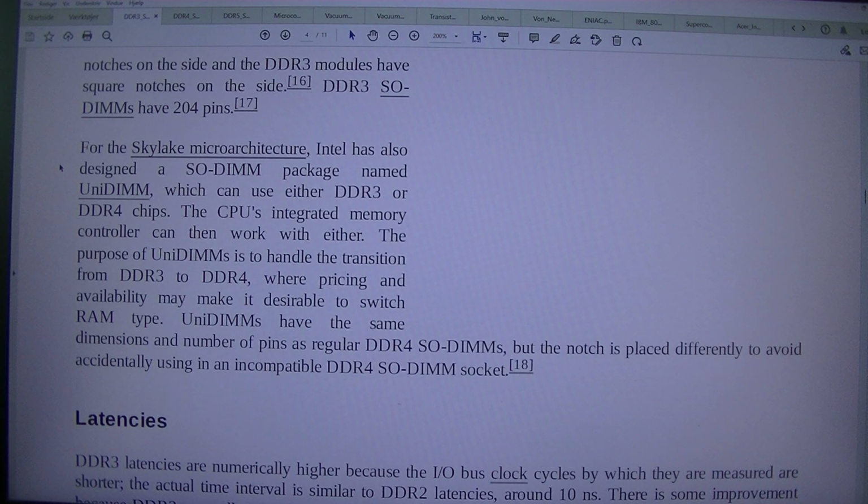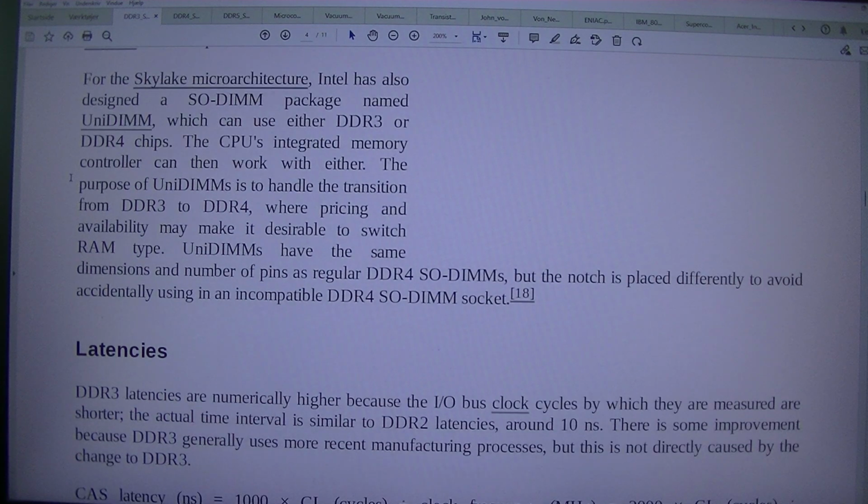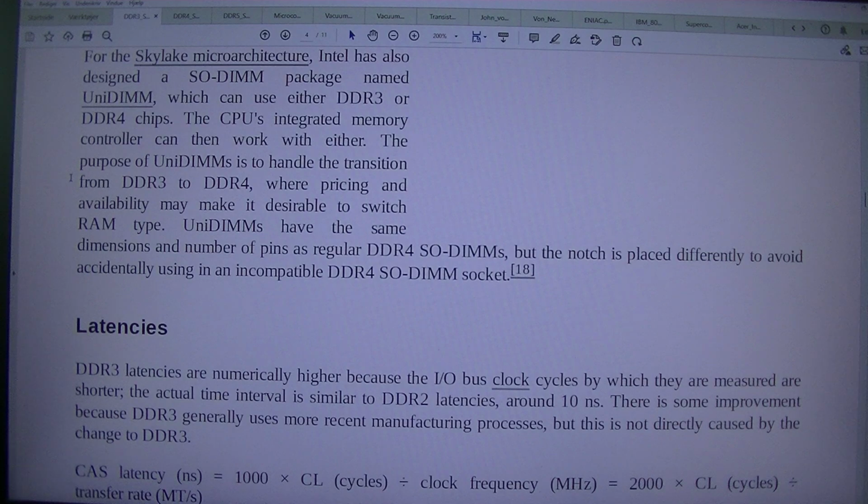For the Skylake microarchitecture, Intel has also designed a SO-DIMM package named UniDIMM, which can use either DDR3 or DDR4 chips. The CPU's integrated memory controller can then work with either. The purpose of UniDIMMs is to handle the transition from DDR3 to DDR4, where pricing and availability may make it desirable to switch RAM type. UniDIMMs have the same dimensions and number of pins as regular DDR4 SO-DIMMs, but the notch is placed differently to avoid accidentally using one in an incompatible DDR4 SO-DIMM socket.